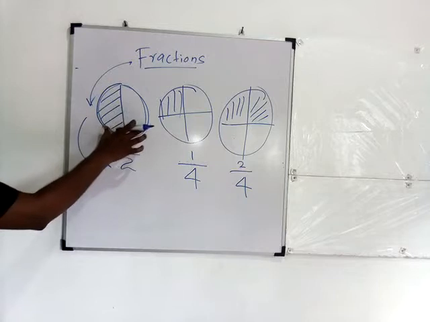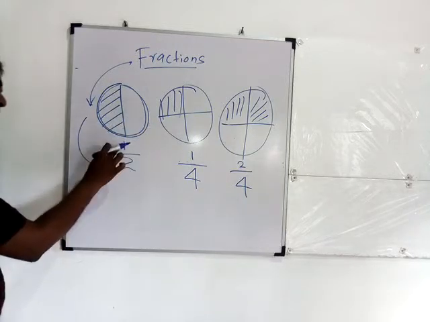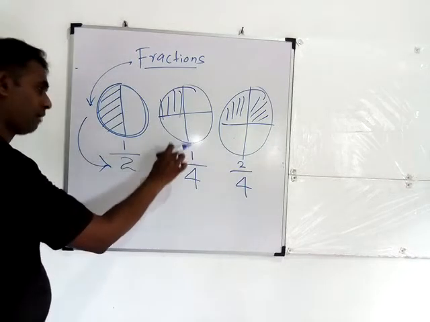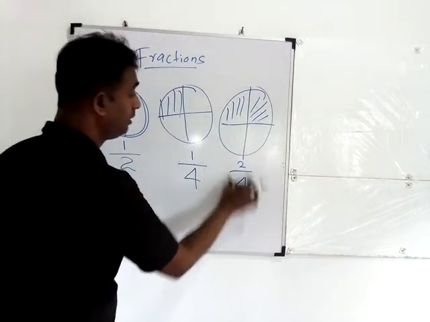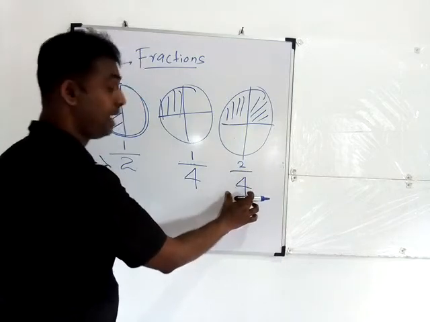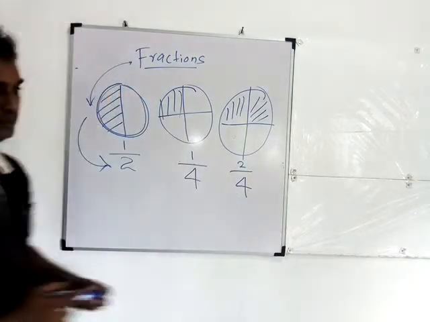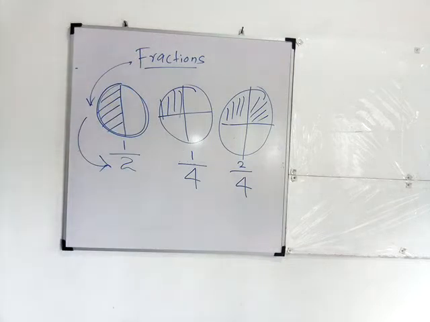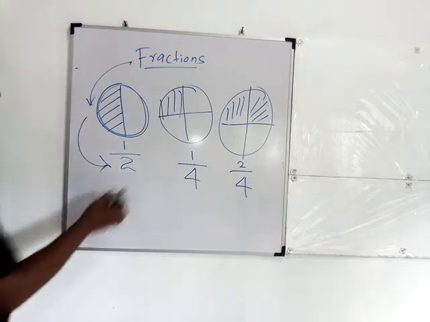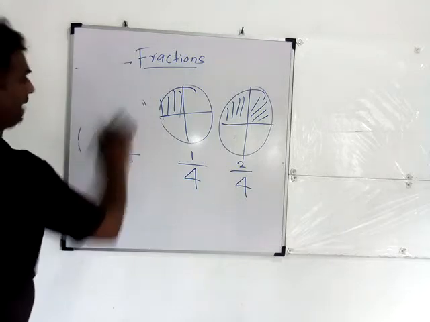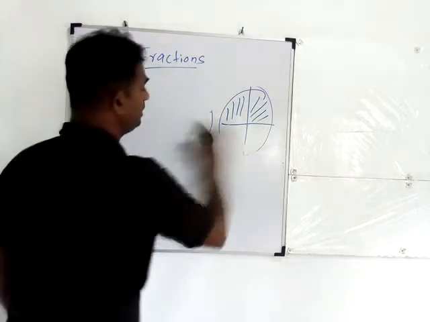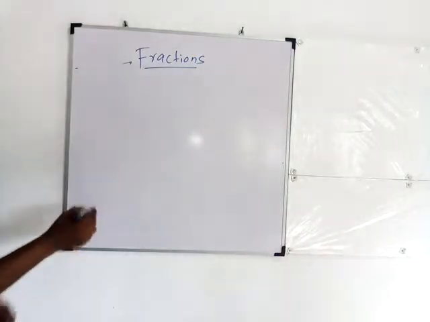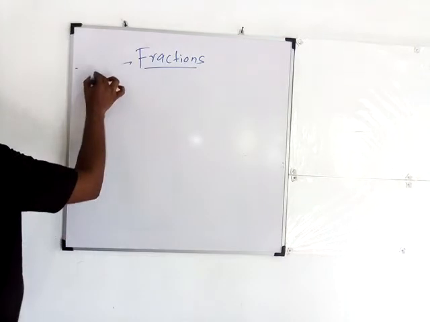The whole circle is divided into 2, dark 1 part. The whole circle divided into 4, dark 1 part. All divided into 4 parts and dark 2 parts. Like this. A fraction is a small part of something or anything. You know that. We can write the fraction like this.